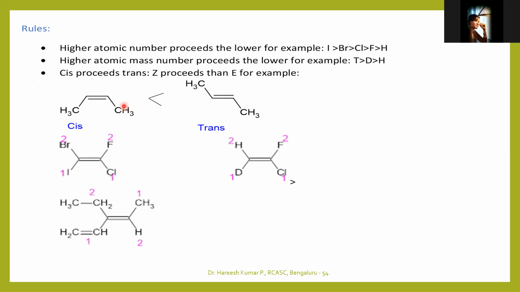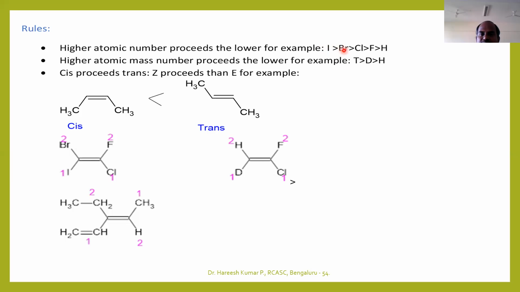So these are the set of rules you need to remember, and these rules are called CIP rules. Higher atomic number precedes the lower. That means if there is a higher atomic number, that moiety or group takes priority compared to the one with the lesser atomic number. For example, iodine takes higher priority compared to bromine. It's because of the atomic number. Iodine's atomic number is more compared to bromine.